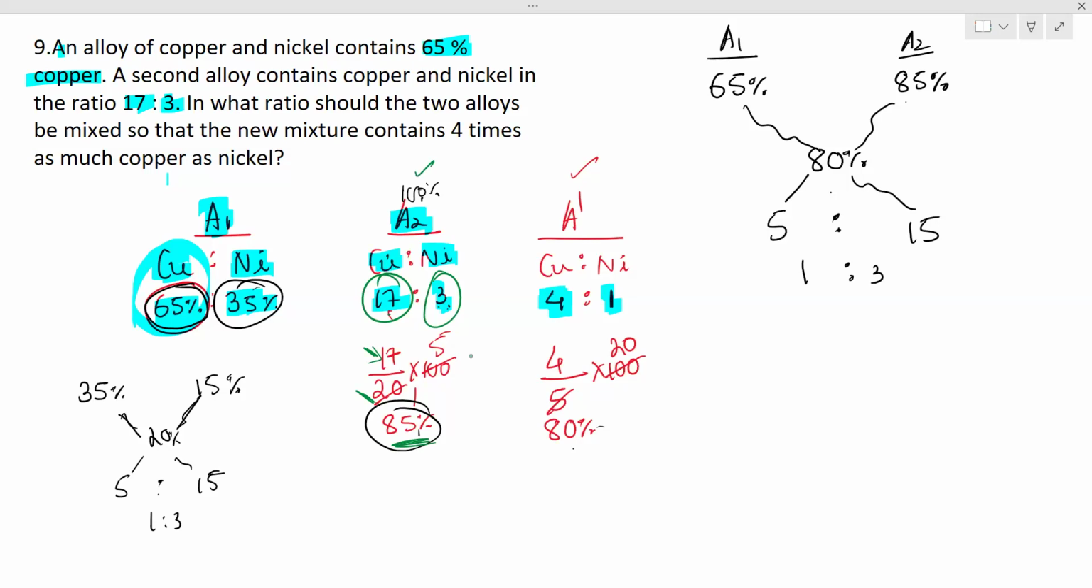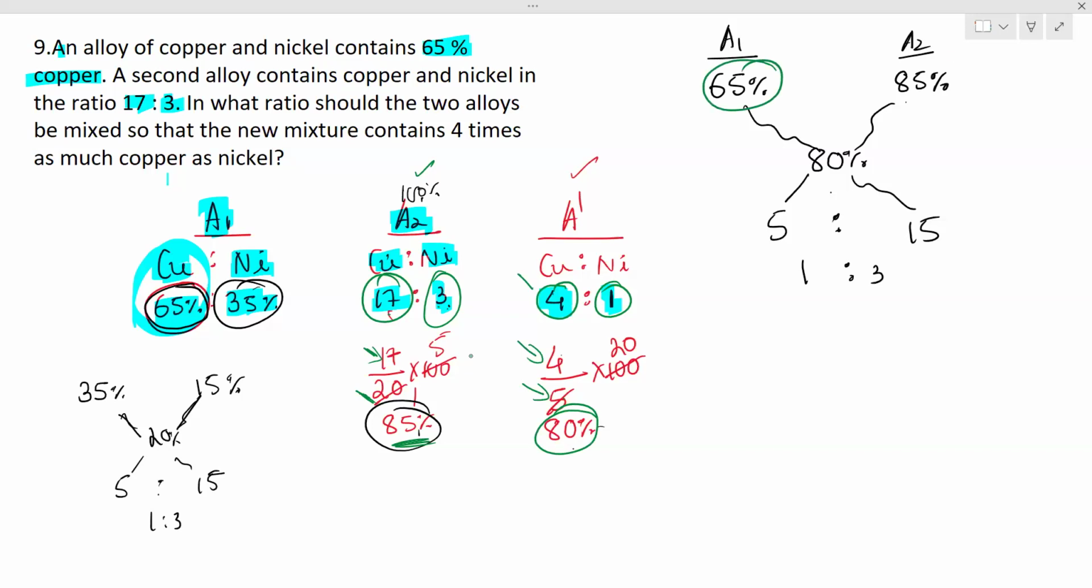In alloy 3, similarly calculated. 4 parts out of a total of 4 plus 1, 5 parts. Out of every 5 parts, 4 parts belong to what? Copper. So in terms of percentage, 4 by 5 is nothing but how much? 80%. Now I know copper in all the three entities, so I'll deal with copper.